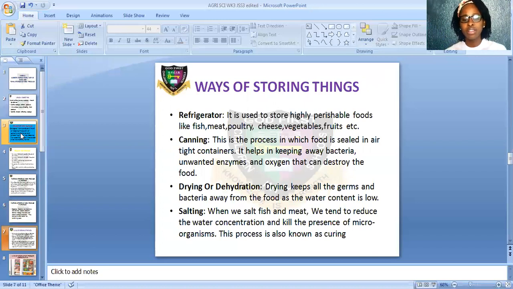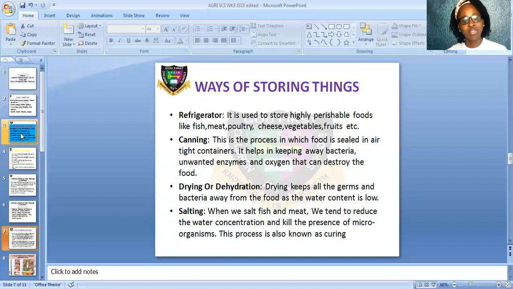Ways of storing farm produce. We have the refrigerator. It is used to store highly perishable goods like fish, meat, poultry, cheese, vegetables, or fruits. An example of a refrigerator is our deep freezer, our fridge in the house, where we store our perishable food like fish, meat, poultry, cheese, vegetables, fruits, etcetera.